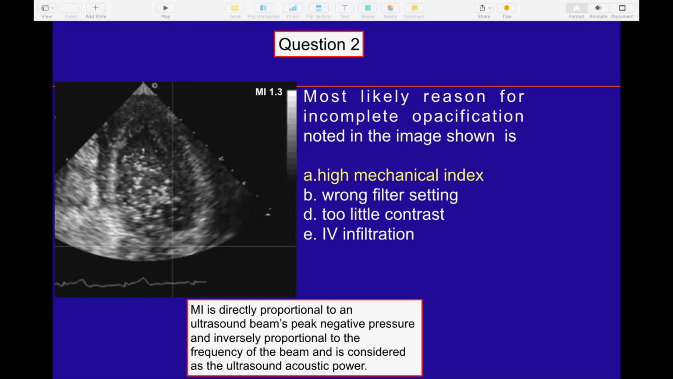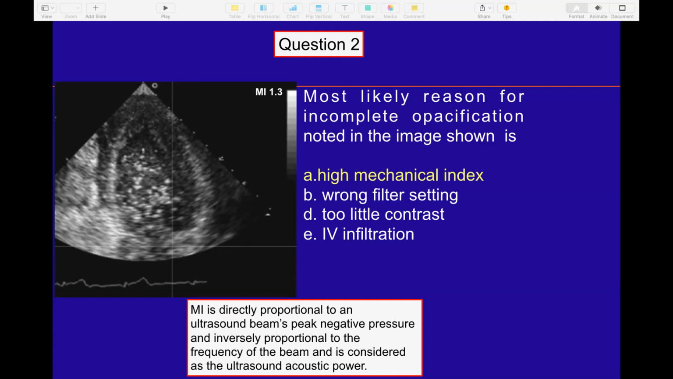What is the most likely reason for incomplete opacification noted in the image shown here? Here you can see that the right ventricle is fairly well opacified, but the left ventricle is struggling for opacification. And you can see that the mechanical index here is 1.3. So this is not an optimal mechanical index for this patient, and it actually needs to be turned down. There is nothing wrong with your filter setting; the bubble destruction is not related directly to it. And there is not too little contrast because you've already opacified your right ventricle pretty well. And we know there's no IV infiltration because things are working pretty well on your right side.